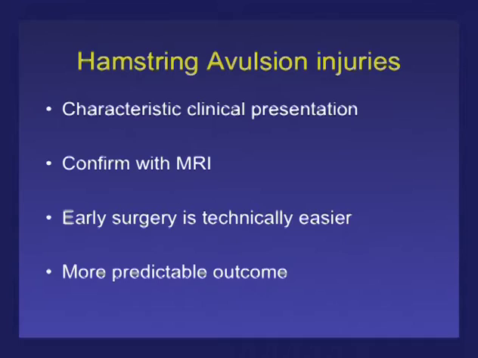So in terms of these injuries, they have a very characteristic clinical presentation that you should confirm with MRI, because occasionally they aren't separated. Early surgery is technically very simple once you understand that you should flex the patient up to get the gluteus maximus out of the way, and it gives you a more predictable outcome.